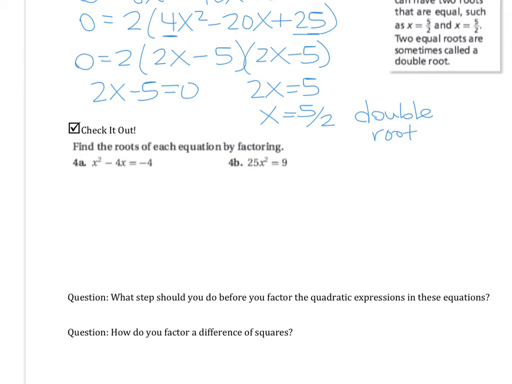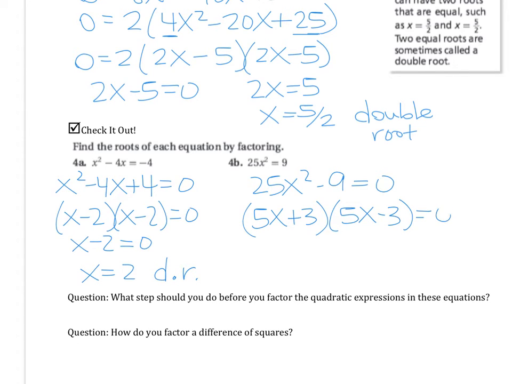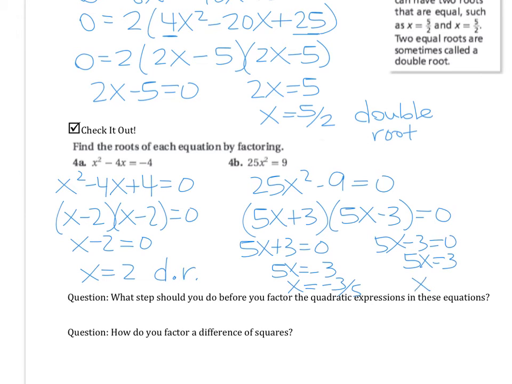Okay, try to check it out. I abbreviate double root as DR. Just makes it a little easier than writing it out. And hopefully you're able to get those relatively easy.